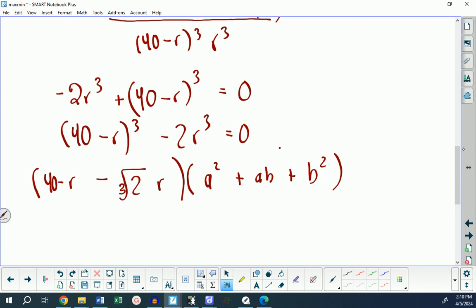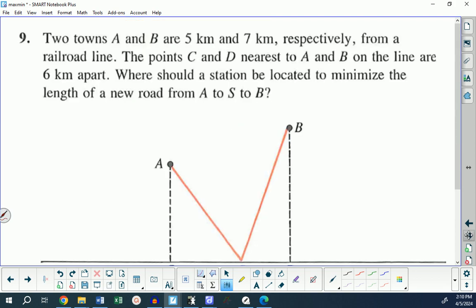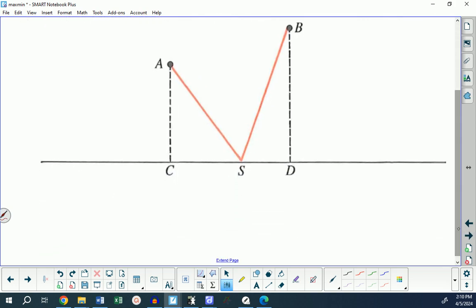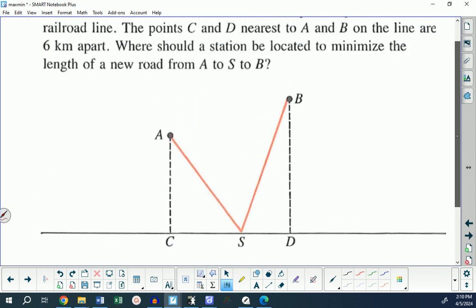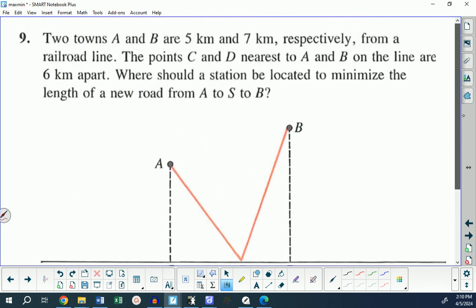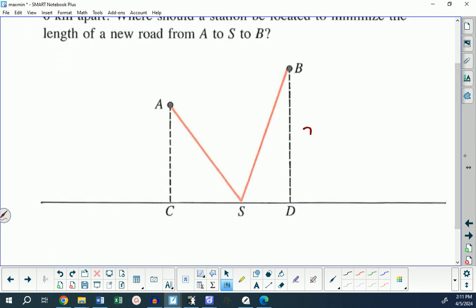9? The one right after? Okay. So, it doesn't matter what this is. I think this might be a pipeline of some kind. Oh, it's a railroad. We have 2 towns which are 7 kilometers and 5 kilometers respectively away from this road.